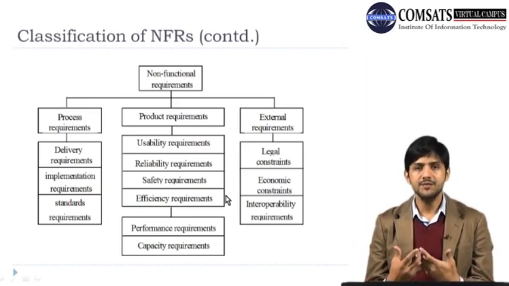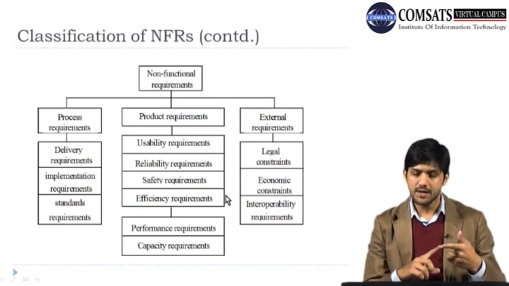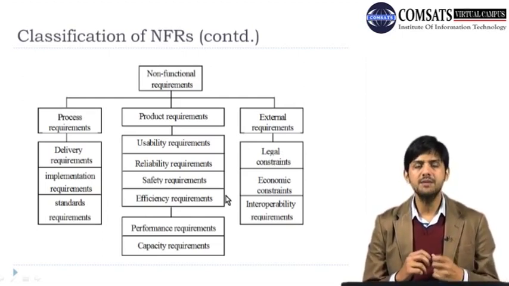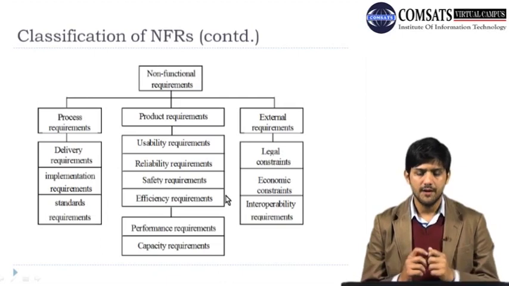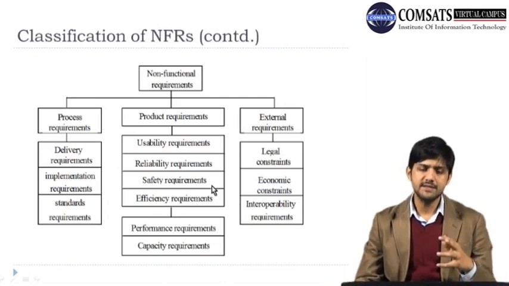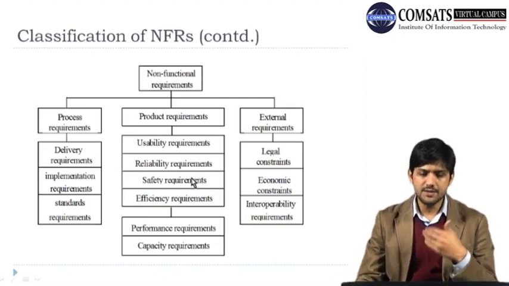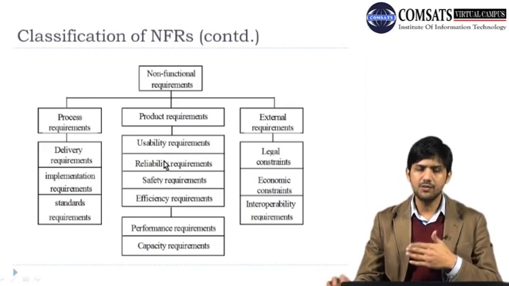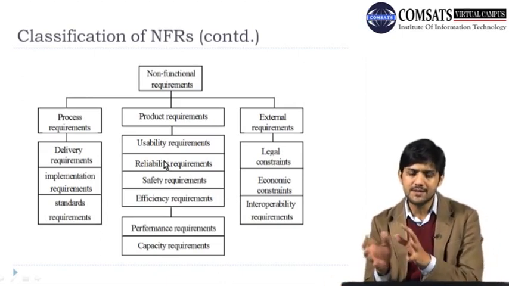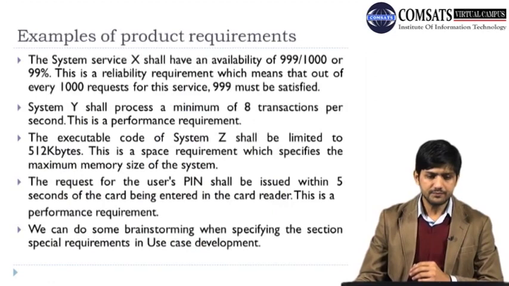So what are the different types of external requirements? It can be legal constraints, economic constraints, or interoperability constraints. So let's look at some of the examples that we also looked at in the last lecture and try to recap and figure out, okay, what is a process, what is a product, and what is an external requirement.